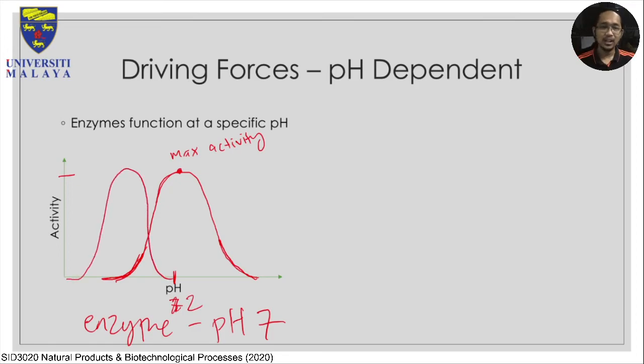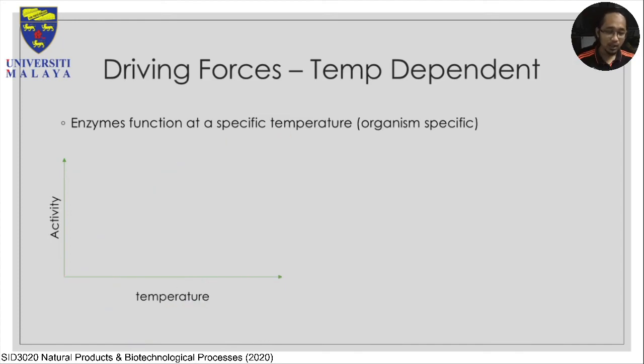like that. And if you choose an enzyme which is more basic in nature, the structure is also like that. So it's always trying to keep the bell-shaped structure. Similarly, for a temperature dependent enzyme, function happens at a specific temperature, and of course it's organism specific.